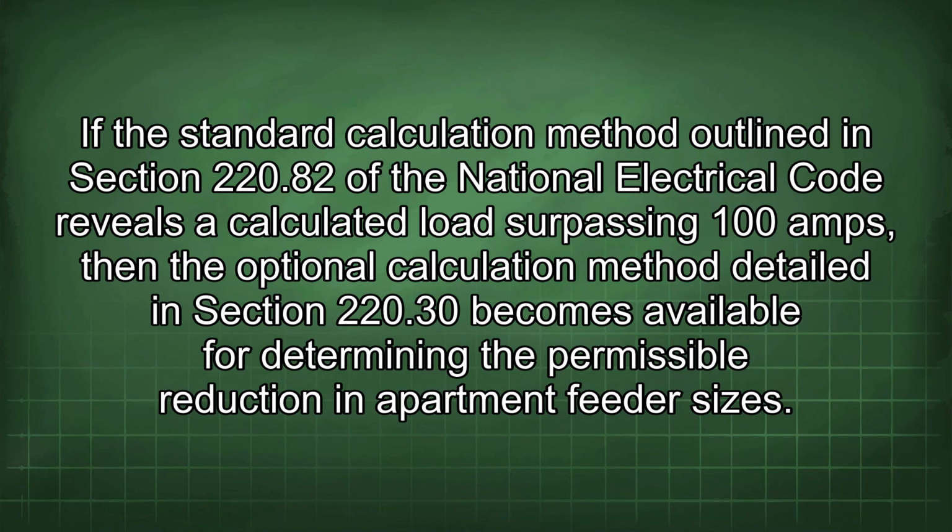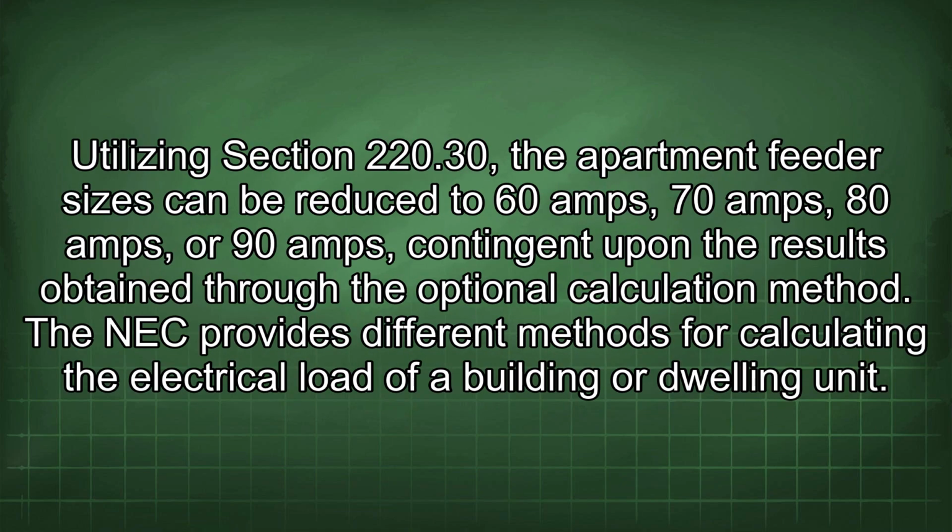If the standard calculation method outlined in section 220.82 of the National Electrical Code reveals a calculated load surpassing 100 amps, then the optional calculation method detailed in section 220.30 becomes available for determining the permissible reduction in apartment feeder sizes. Utilizing section 220.30, the apartment feeder sizes can be reduced to 60 amps, 70 amps, 80 amps, or 90 amps, contingent upon the results obtained through the optional calculation method.